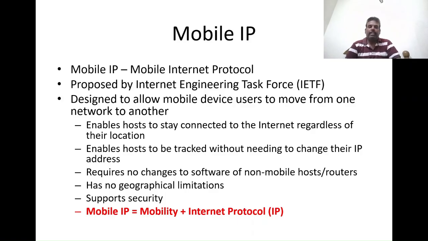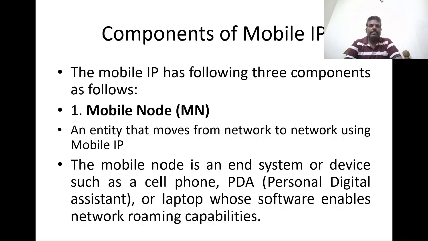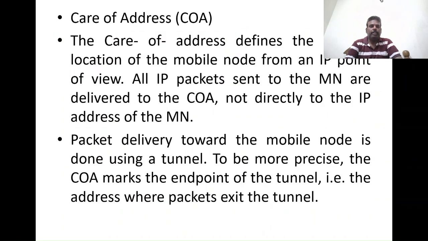So in wired networks, we are going to stick with one place, so the internet protocol is able to find our devices. Now in wireless networks, that is mobile computing, we are not going to stick in one place. We are continuously moving from one place to another place. So it is designed to allow mobile device users to move from one place to another place. For that, this protocol has been used. So these are the components of mobile IP.